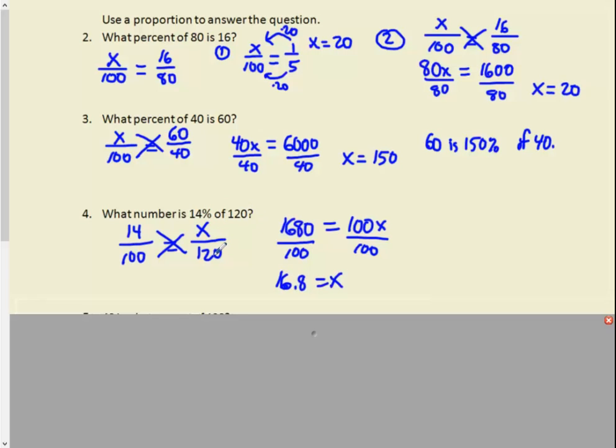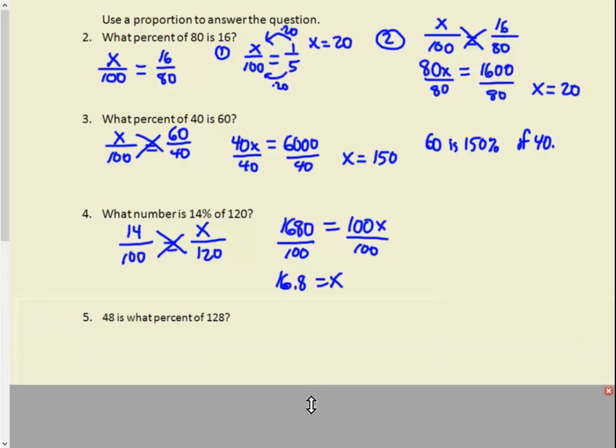Also, 120 is 1/5 again as much as 100. So our answer over here for x should be about 1/5 again as much as 14. And 1/5 of 14 would be, well, a little less than 3, since 3 times 5 is 15 rather than 14. And 16.8 is almost 3 more than 14. So this makes sense for a lot of different reasons.